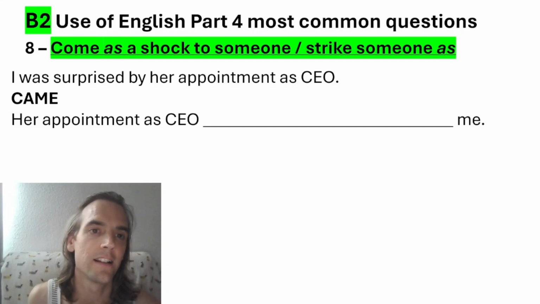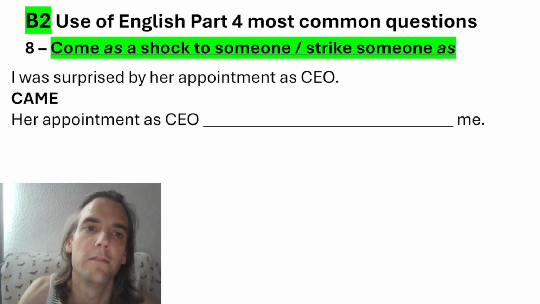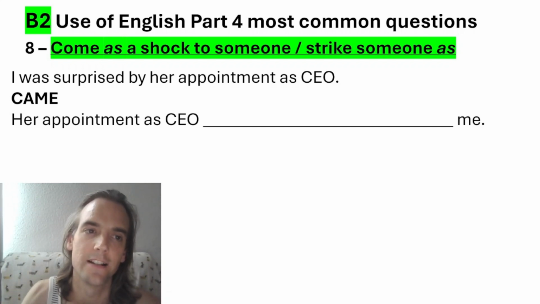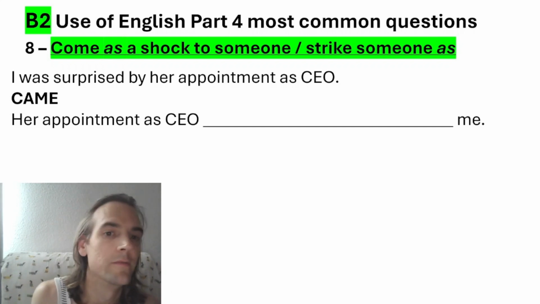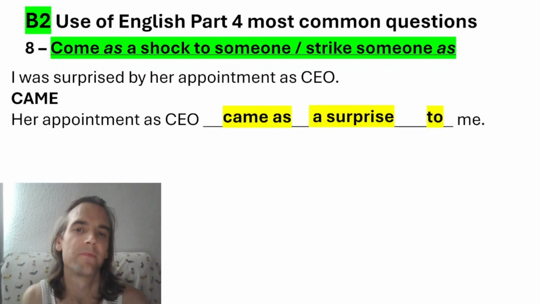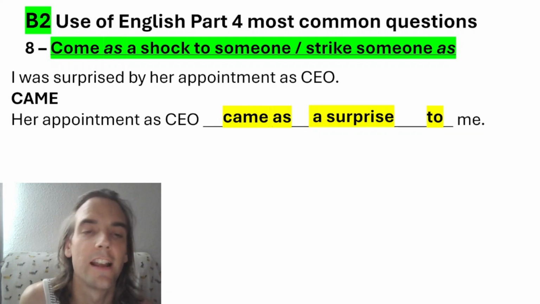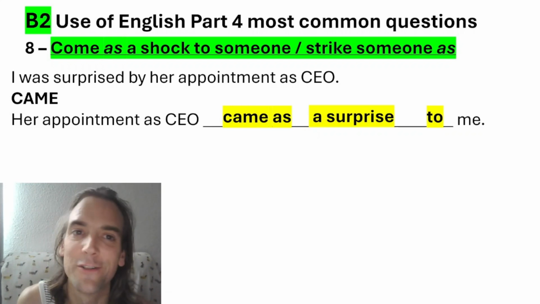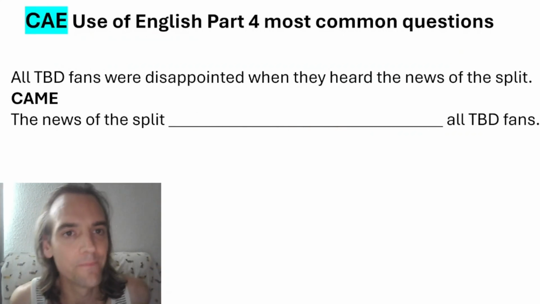The grammar point is come as a shock, strike someone as. These kind of come as, strike me as. The use of as in these phrases is really common. So I was surprised. Her appointment came as a surprise to me. That is how we use this expression. It came as a surprise to me. We can also say came as a shock, came as a, I don't know. I don't want to say the next one because we might have something similar in C1.